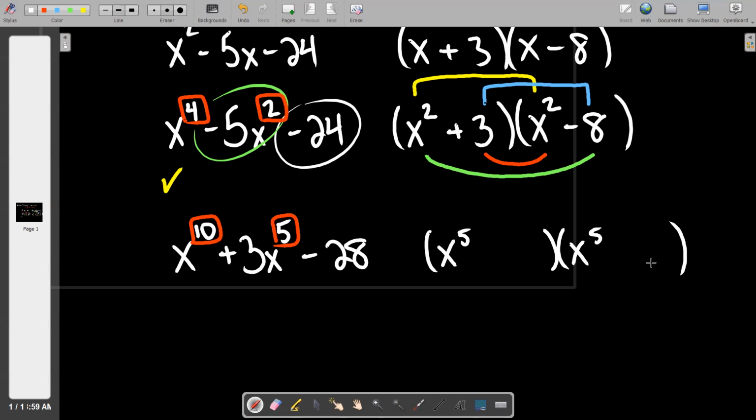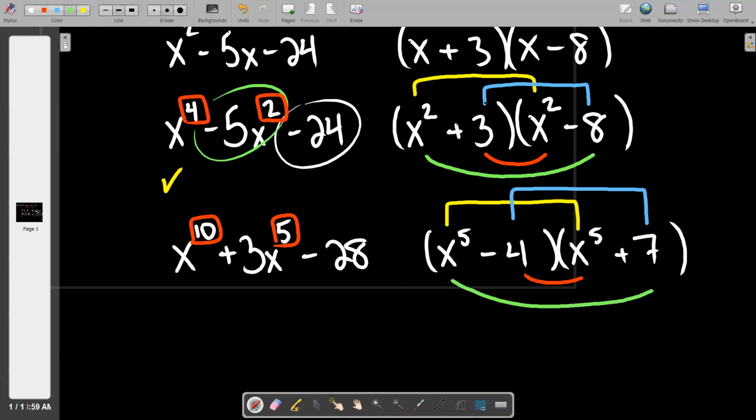Same as before, and now I'm just looking at my basic facts. I just have to make negative 28. How do you multiply to make negative 28? Definitely a -4 and a +7. And again, you can just see it happening. I hope by this point it just makes sense to you. Look, the gold connectors make my x to the 10th. Perfect. My blue connectors make my -28. But the magic is the red and green are both now like terms. -4x to the 5th plus 7x to the 5th makes my +3x to the 5th. All right, good.